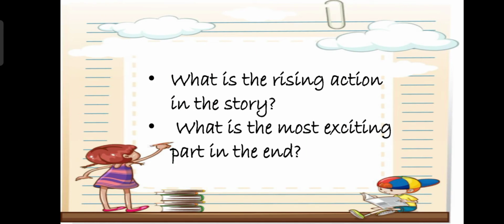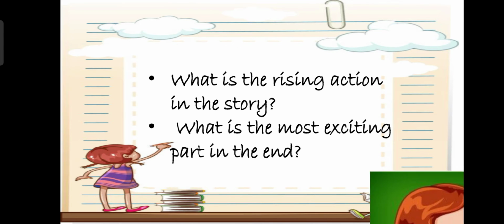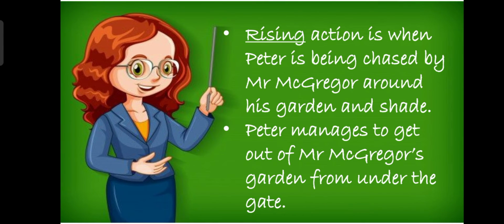And what is the rising action in this story? What is the most exciting part in the story? So, rising action is when Peter is being chased by Mr. McGregor around his garden and shed. Peter manages to get out of Mr. McGregor's garden from under the gate.